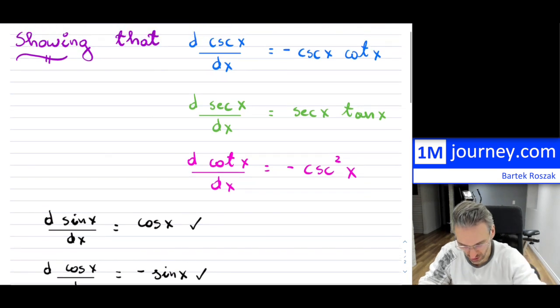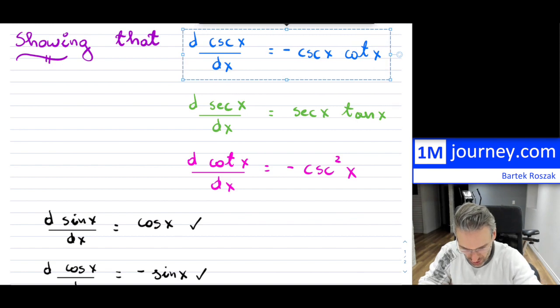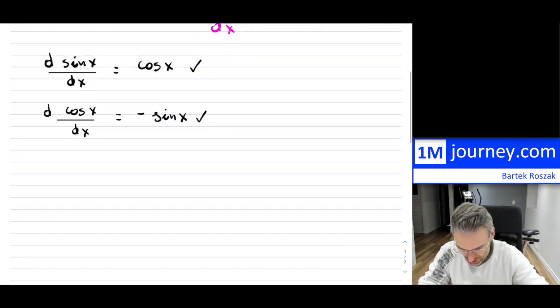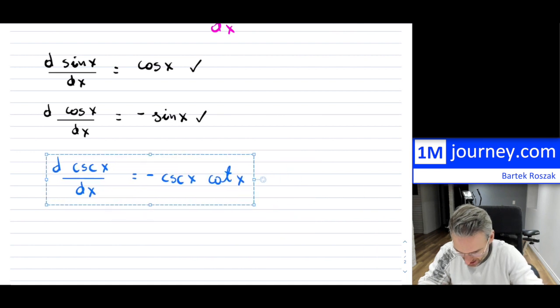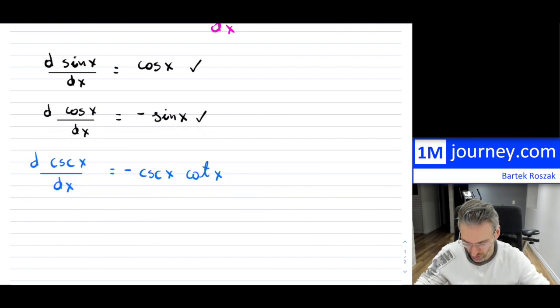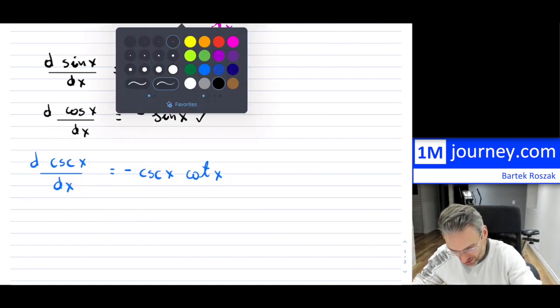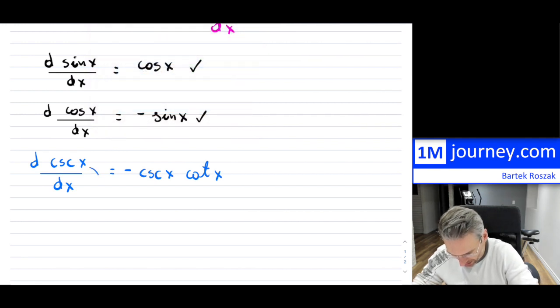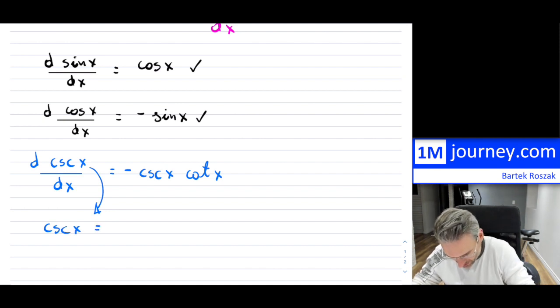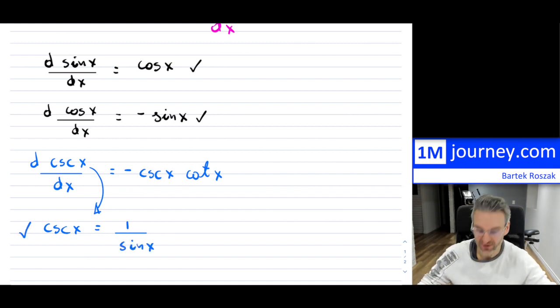All right, so first of all, how am I going to show this? Let me just paste it down below here. This is our goal. What I want you to recall is that cosecant is nothing else but simply 1 all over sine x. That is the actual definition of cosecant. We just write cosecant for convenience.